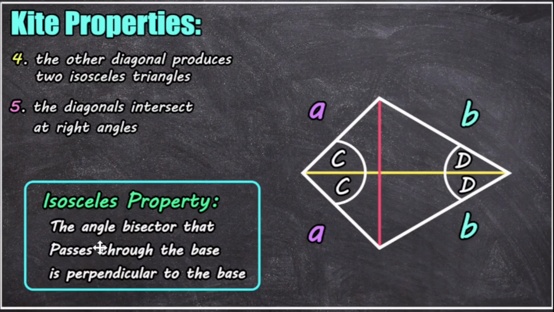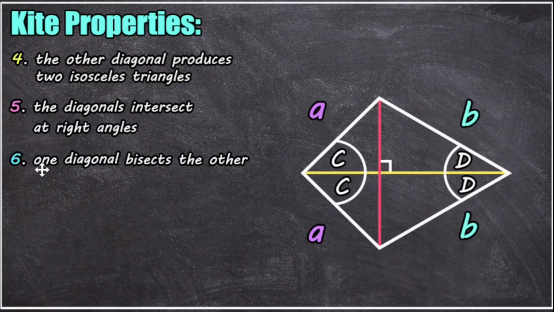And what that property says is that if that angle bisector passes through the base, it is perpendicular to the base. Well, we can see that in both of these isosceles triangles, the angle bisector passes through the base of the triangle, which means that the angle bisector is perpendicular to the base. The base is one diagonal in the kite, and the bisector is the other diagonal in the kite. So the diagonals are perpendicular to each other, and therefore they intersect at right angles. And that satisfies the fifth property, that the diagonals intersect at right angles. Let's drop the right angle in, and now there's just one final property.